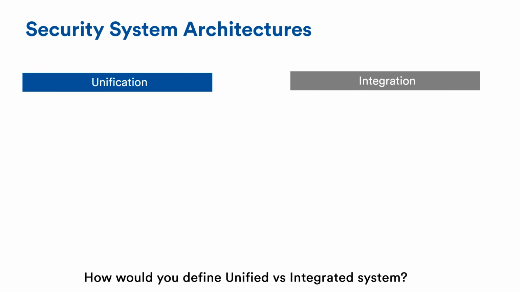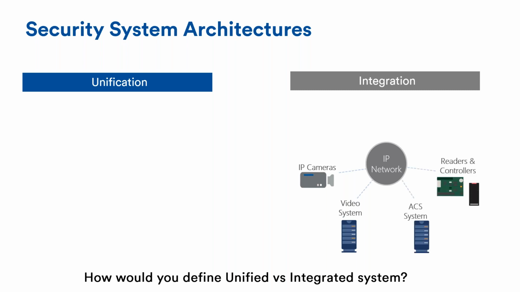So how would you define unified versus an integrated system? So let's look at an integrated solution. Let's say, for example, we wanted to have an IP surveillance system, where obviously we need to have our IP cameras, and we need a video system to be able to manage those IP cameras. Now, let's assume for a moment that we wanted to add access control to it as well. We wanted to have an access control system.